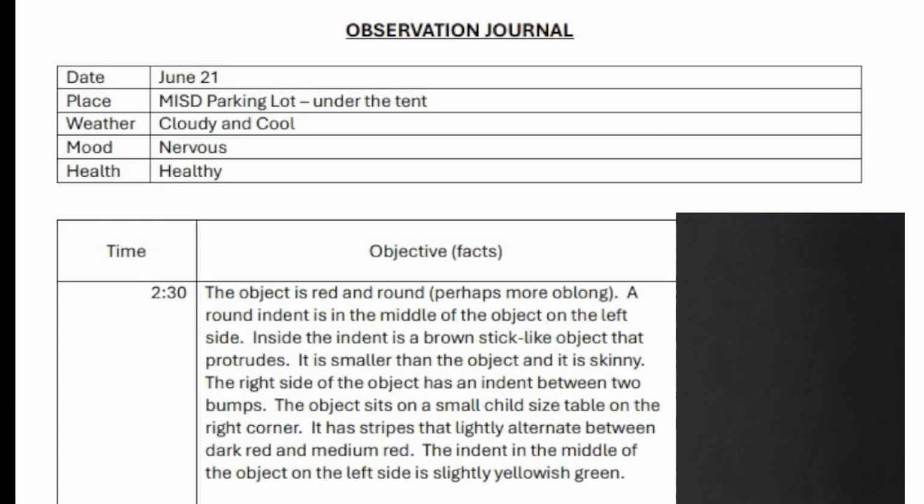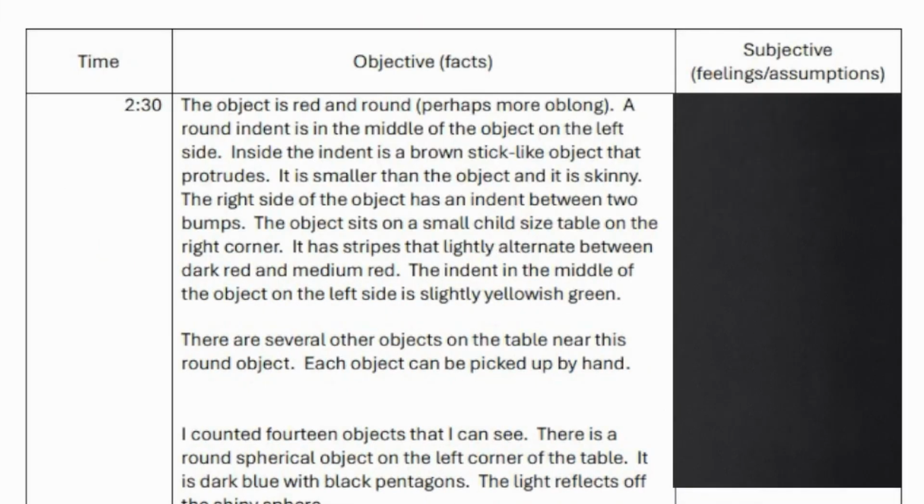So the next observation I did was on June 21st. Again, we're in the MISD parking lot under the tent. It's still June, so it's still cloudy in San Diego, and it was still cool. And my mood that day, notice I put nervous. I don't remember why I was nervous, but I felt nervous. There's a lot going on when you're going to training, but I did feel healthy. Here is the second observational study that we did.